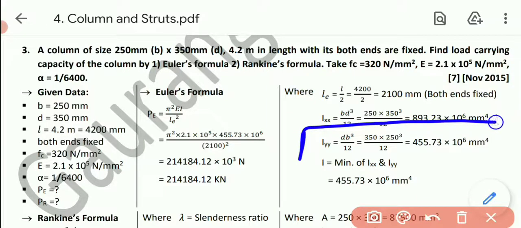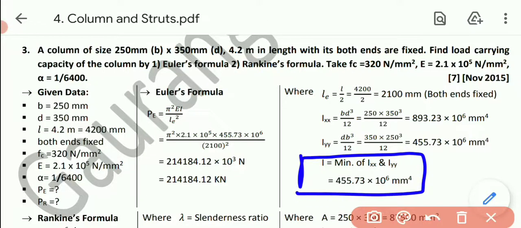Then Iyy, that is DB cube by 12. So 350 into 250 cube by 12, and I got the answer 455.73 into 10 raised to 6. So finally I equals the minimum of Ixx and Iyy. Obviously the minimum will be this one, so 455.73 into 10 raised to 6 mm raised to 4.